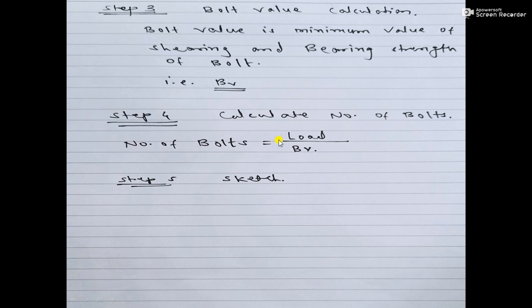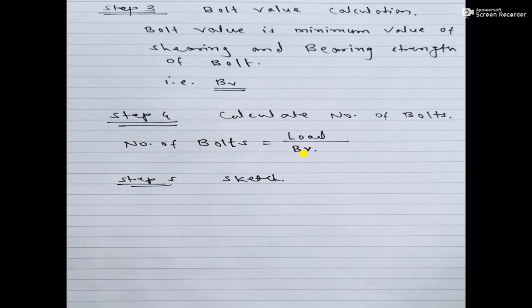Then step number 4, calculate the number of bolts. The number of bolts is equal to load upon BV. In the problem, when you design for a certain load, we have to calculate how many bolts are required for that load. For that, take the given load and divide by the bolt value, which is the minimum of the shearing and bearing values. From the number of bolts required, draw the sketch of the connection.